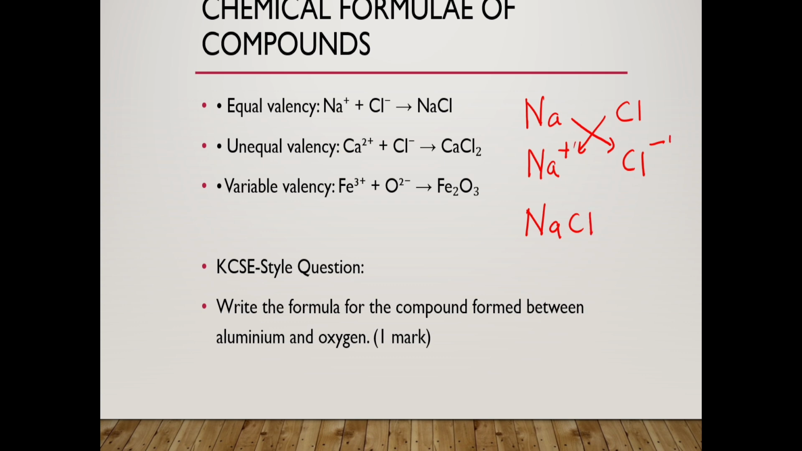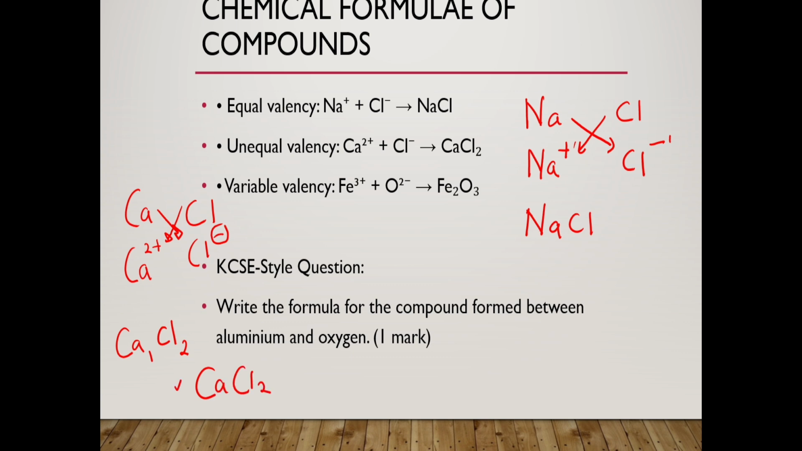Okay, so let's take an example: calcium and chlorine. Calcium and chlorine give calcium chloride. Calcium is 2+, chlorine is Cl-. So the calcium will take the number of this one, not the minus but the number, which is 1. So calcium becomes 1, and the chlorine will take the 2, which eventually becomes 2. So we have CaCl2.